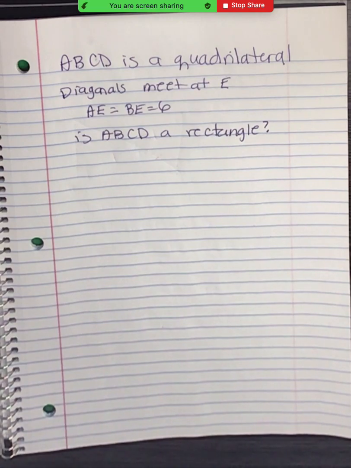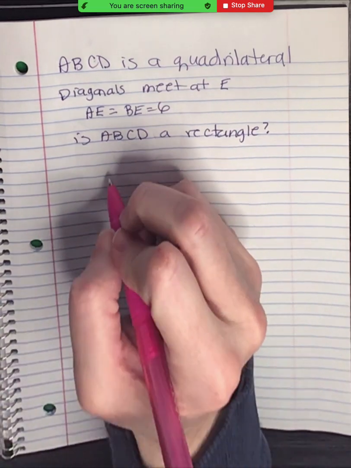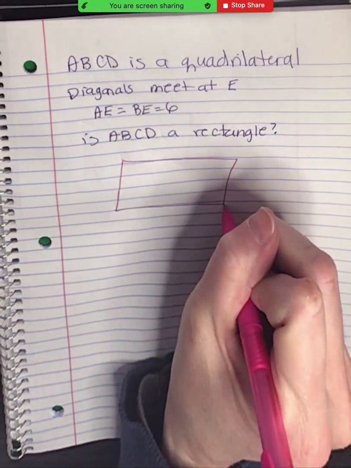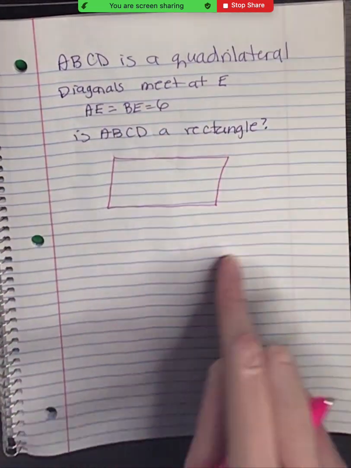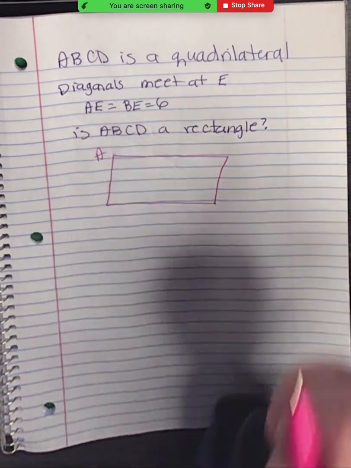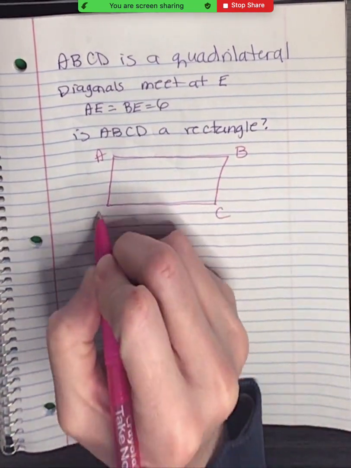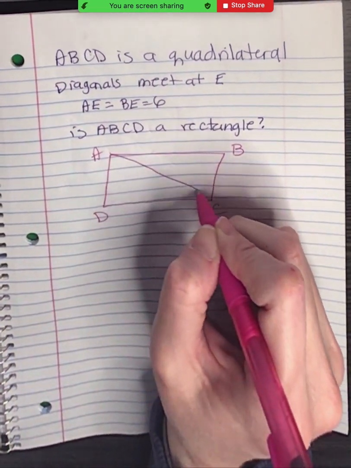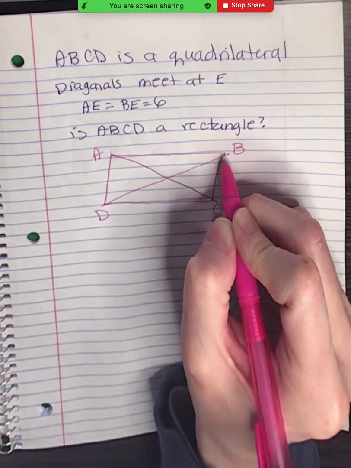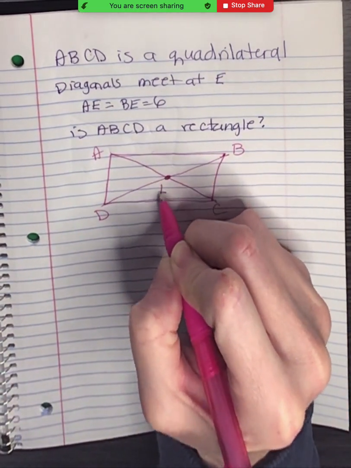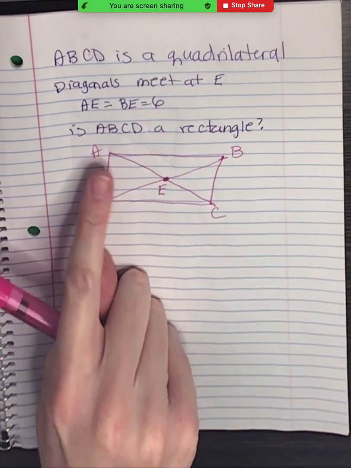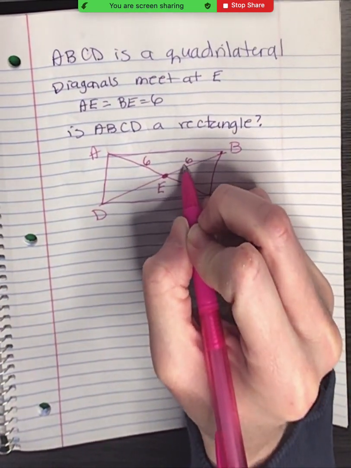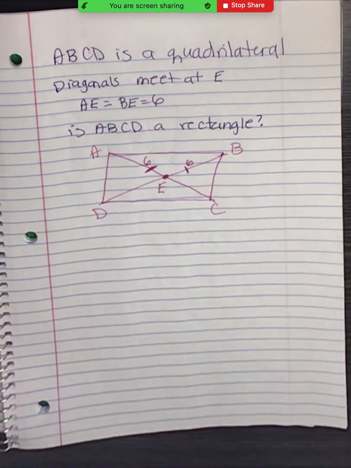So you know it's a quadrilateral, so I'm going to draw just a 4-sided figure. We label them in consecutive order, so we're going to say this is A, B, C, and D. You know the diagonals meet at point E. So here is a diagonal, here is a diagonal, and this is point E. You know AE is 6. You know BE is 6. So it tells us that these 2 pieces are congruent.